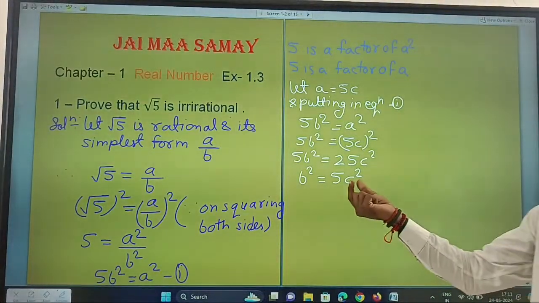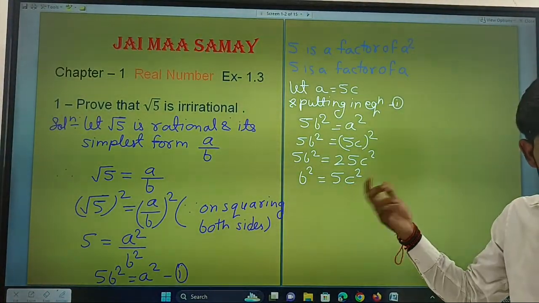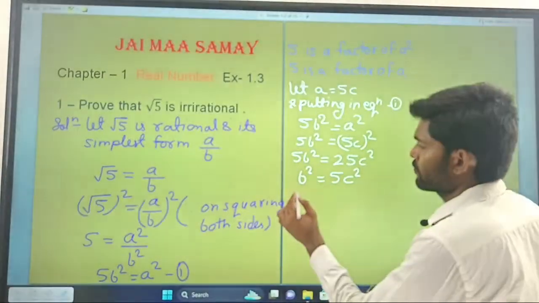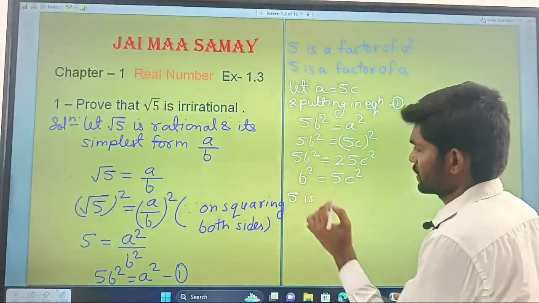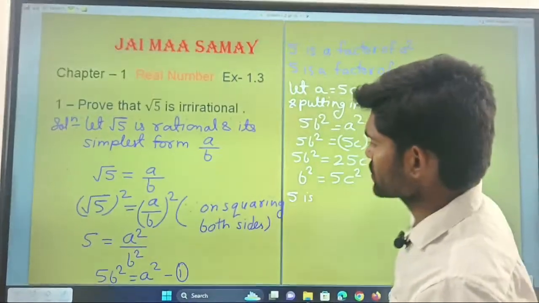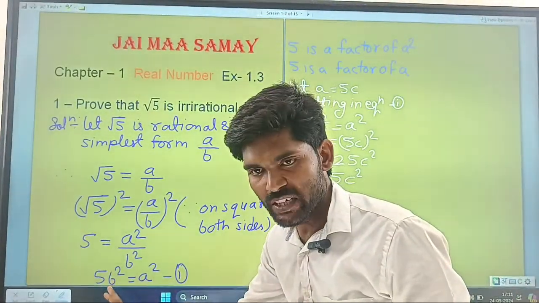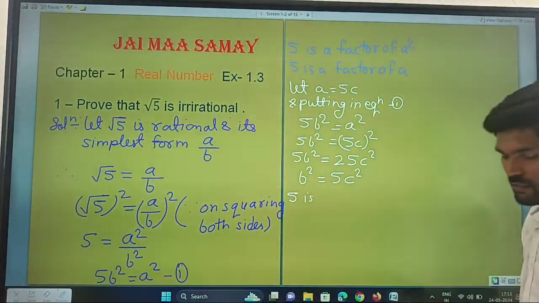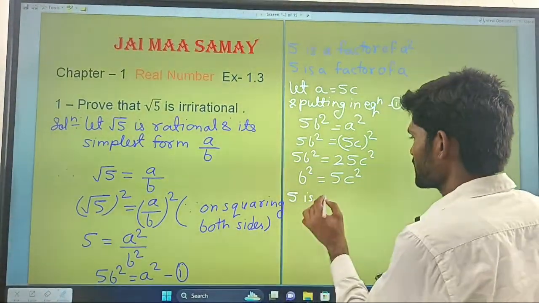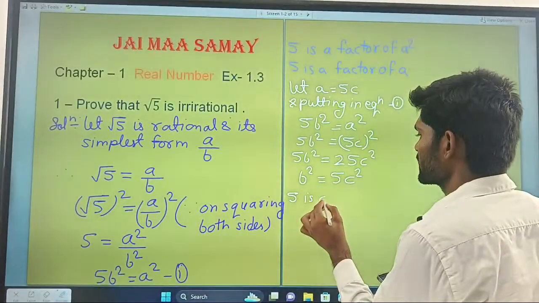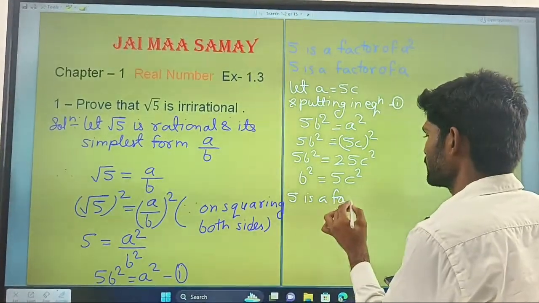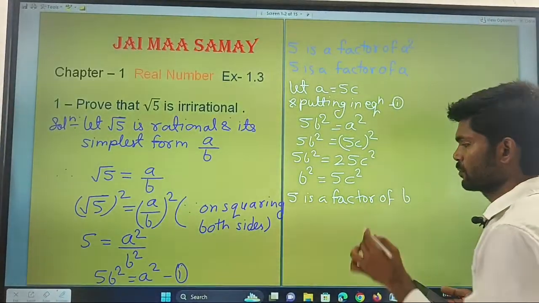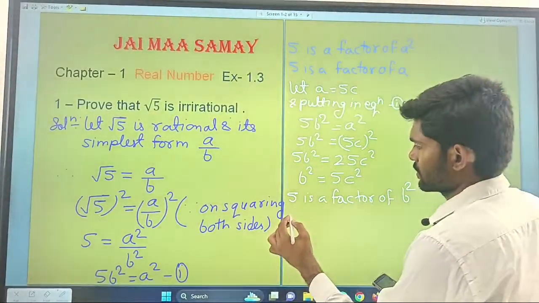Then same thing. What is the coefficient of 5? c square. On that side, left only b and take 5. Just like in the previous question, here 5 is the coefficient of b square, b is left, so here what do we take? 5 and b. 5 is a factor of b square.